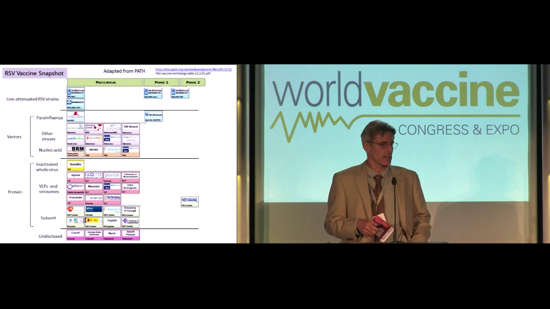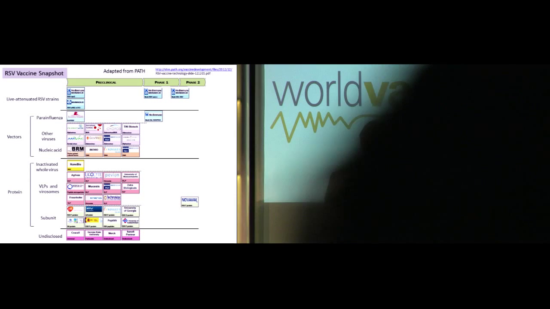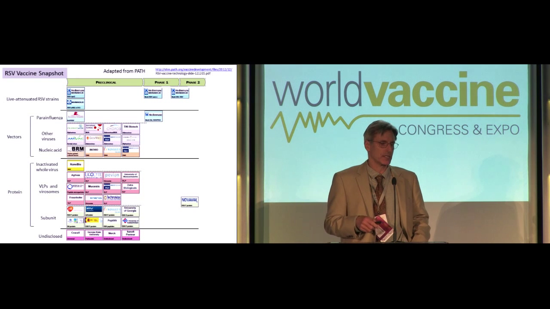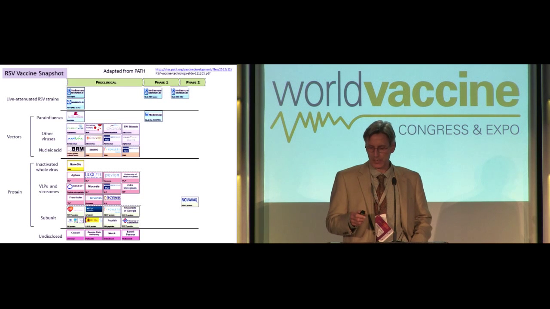In the upper right, the live attenuated strains, there have been at least 6 strains evaluated clinically over the past 15 years. Moving down, there's been a parainfluenza virus vectored vaccine that's been evaluated. And further down is a Novavax particle vaccine made of F protein that Greg Glenn will talk about in the next talk.